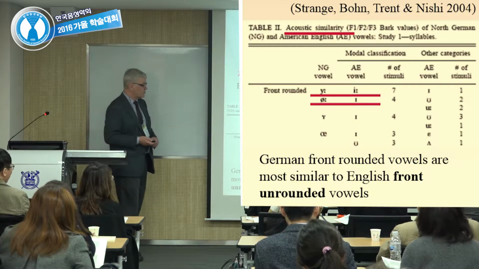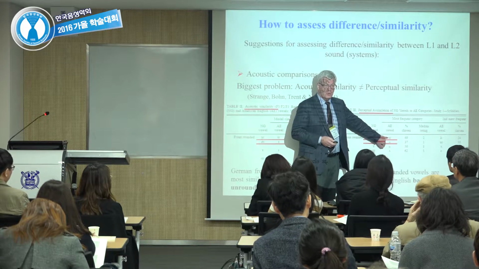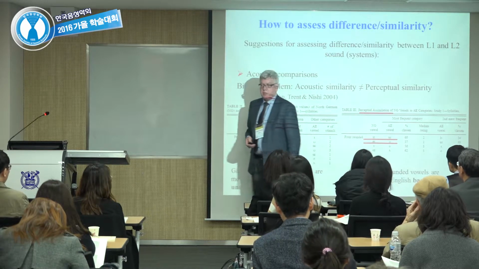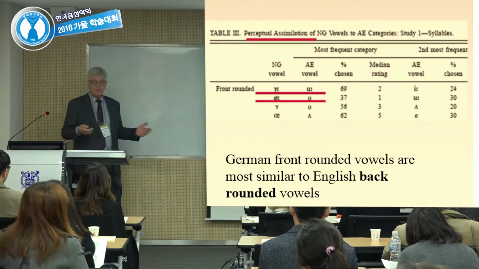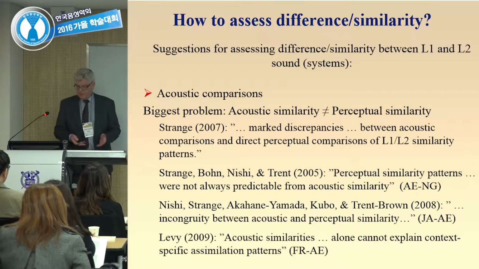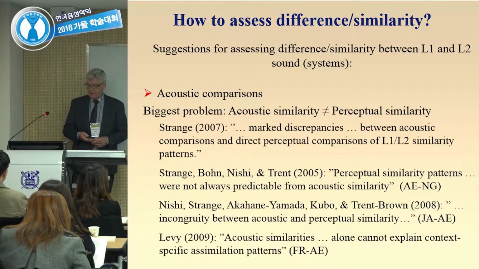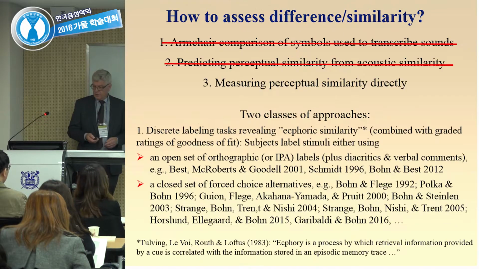Because it's shown in perception. Perceptual assimilation of German Ü goes to American English U. Perceptual assimilation of German Ö goes to German O. So the two methods of determining similarity, acoustic and perceptual, yield extremely different results. As you can see from these quotations: marked discrepancy, it's not always predictable, incongruity, and acoustic similarities alone cannot explain context-specific assimilation patterns. So acoustics is a first help, but it's simply not good enough.